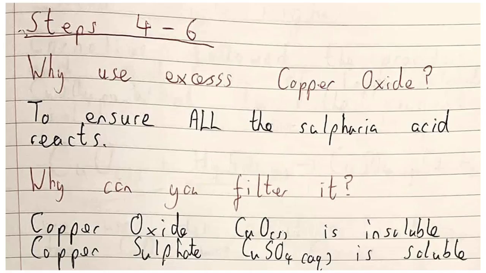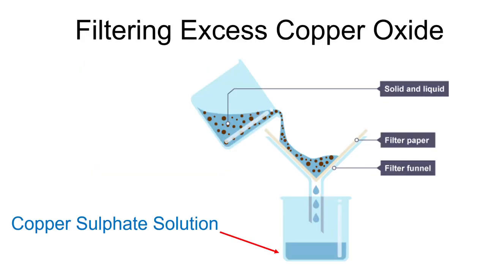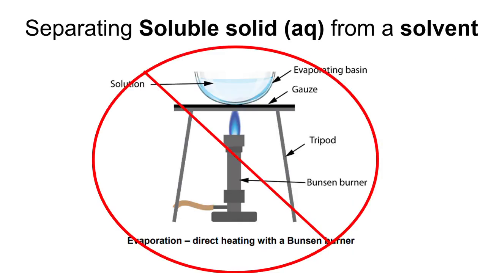Now, some questions about this experiment. Why do you use excess copper oxide? To ensure all the sulfuric acid reacts. Why can you filter the copper oxide? Copper oxide is insoluble. The blue copper sulfate liquid is soluble. It will pass through the filter paper. And finally, why is the acid heated? It increases the rate of reaction, ensures all the sulfuric acid reacts. So here's another picture of filtering the copper oxide. You can see it is too big to pass through the gaps in the filter paper.